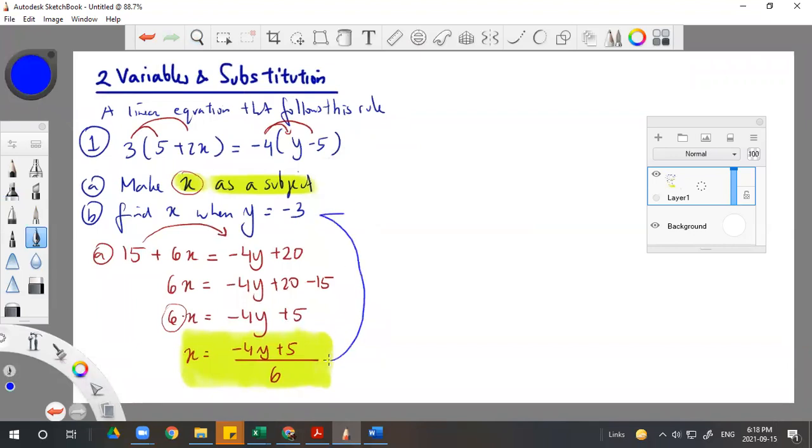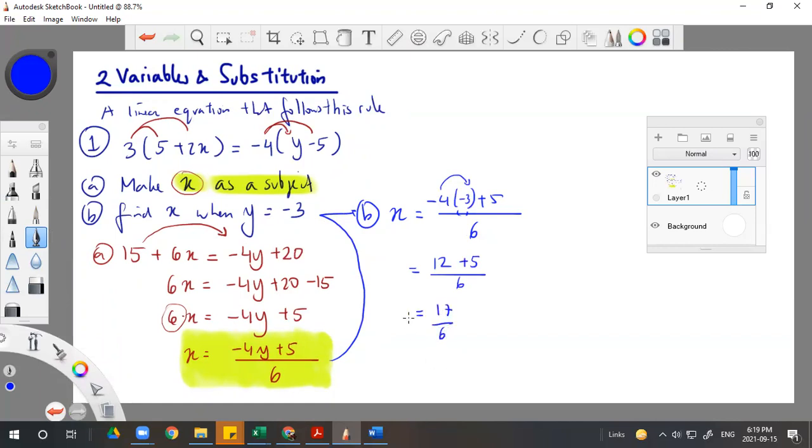After you get A, you can do B. Find x when y equals -3. So x equals, I just copied this, (-4y + 5) over 6. And I just changed the y to -3, as it's given in the question. So it is 12, right? -4 times -3 is 12, plus 5 over 6. Okay, so 17 over 6.